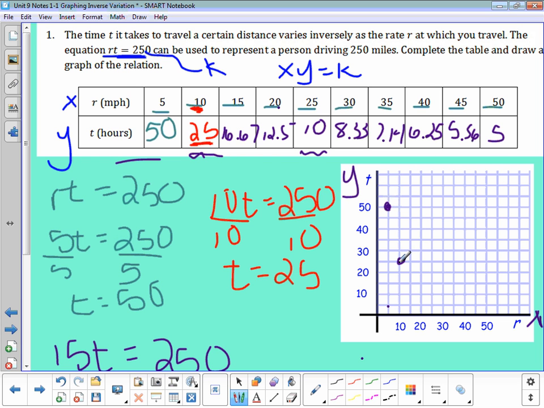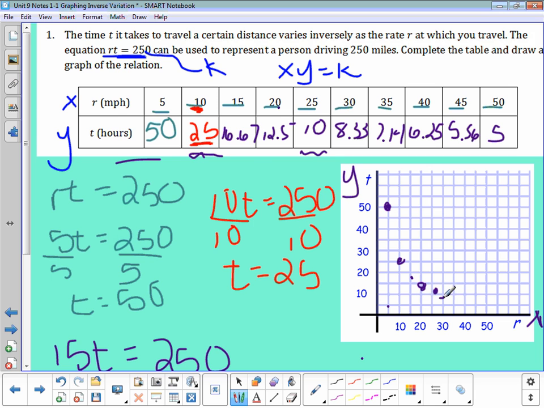Then we're going to go over 15 and up 16.65. So I'm going to go up to 15 and just a little bit past it to represent that 16 right there. And then for 20, I'm going to go just a little past 10 to get that 12. Okay, it's hard to write on here. So next, for 25, we're going to go up to the 10. For 30, we're going to go just below the 10 to represent 8.